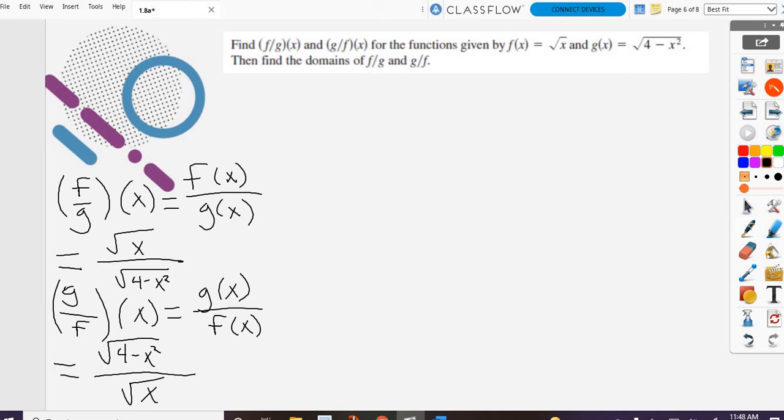So that's how many domains we're also going to have to combine. We're going to have to find the domain for each of them separately and then combine them. Did you have a question?